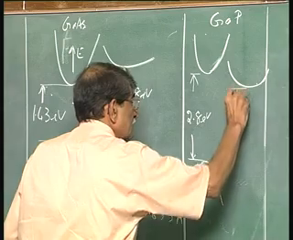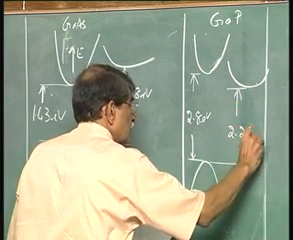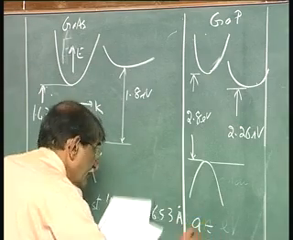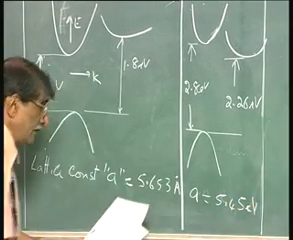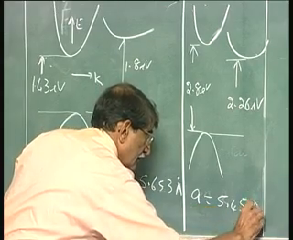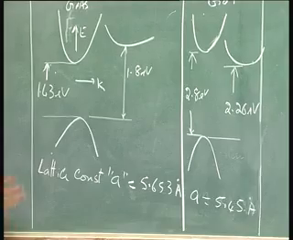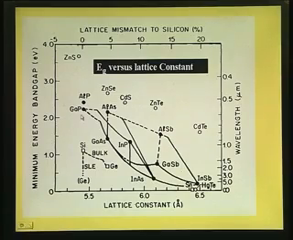So, that is 2.26 electron volts. And A for this case is actually 5.45 angstroms. That is shown also in the diagram here, the values are shown there, 5.45 and 5.653.